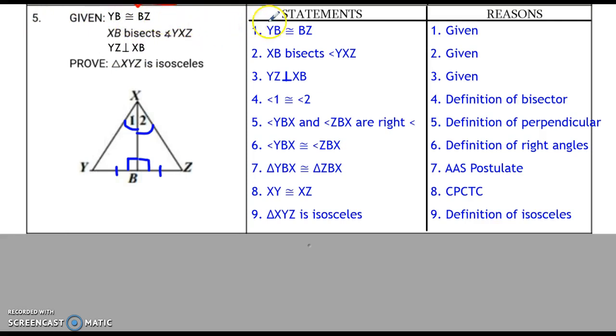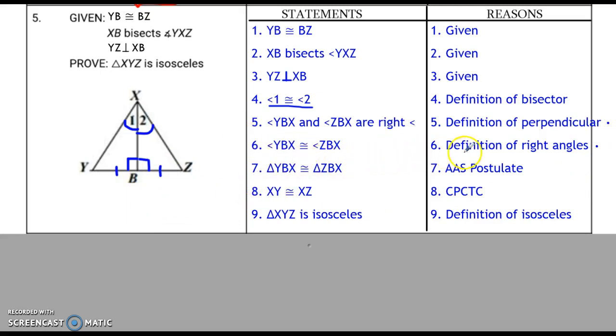We were given that YB is congruent to BZ, that XB bisects angle YXZ, and then YZ is perpendicular to XB. Once we got that information, we were able to use these little abbreviations. This angle 1 is congruent to angle 2. They gave us that. We could have also said YXB and ZXB. We said they're right angles because of perpendicular, and again, as soon as we say perpendicular, right angles or right triangles has to follow basically right after that.